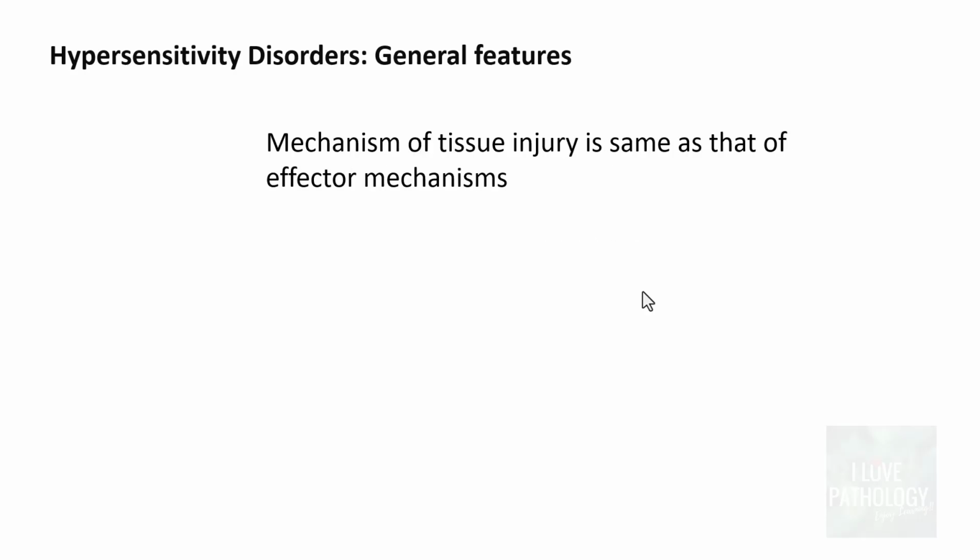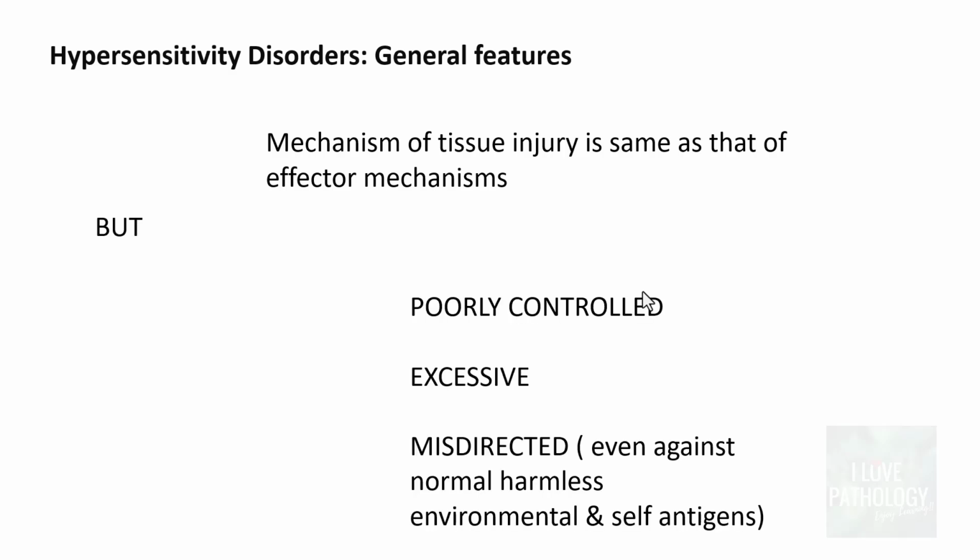Now, the immunological injury or the tissue injury is not different from the regular effector mechanism. The mechanism of tissue injury is similar to that of the normal effector mechanism, but it is poorly controlled. It's excessive, and that's why I call it hypersensitivity, and it can also be misdirected. The hypersensitivity reaction can even be against normal, harmless environmental and self antigens.